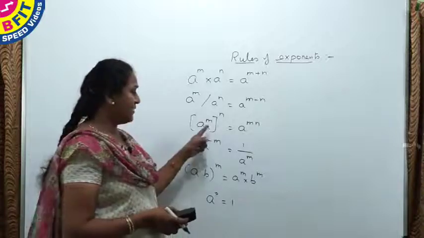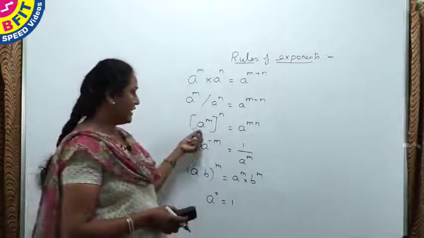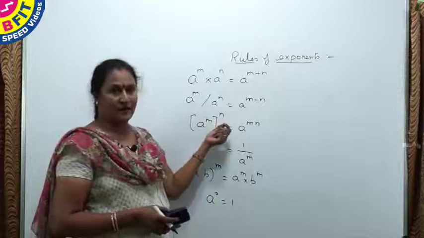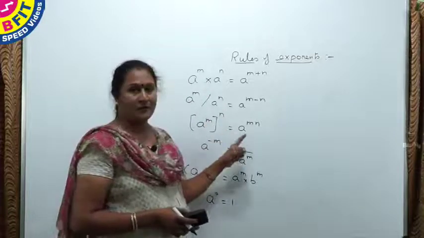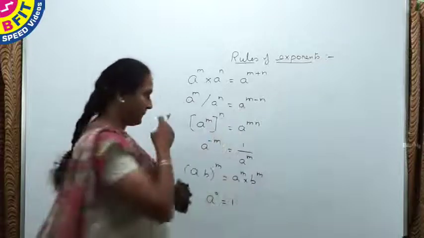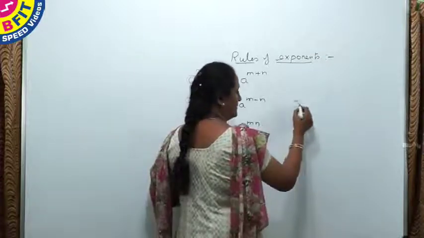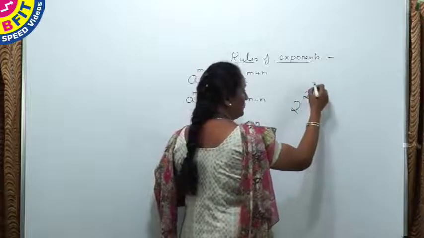So don't, in a hurry, subtract the powers and go for 8, or divide the powers and go for 4. And the next is power over the powers. Suppose you have a power m, the whole power n. You can multiply the powers and write it as a power mn. Say for example, 2 power 2 cube.